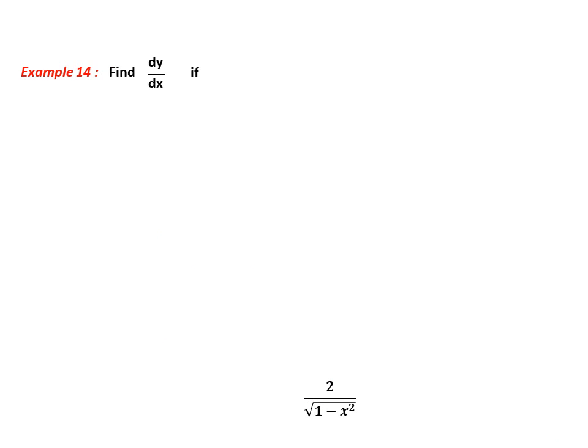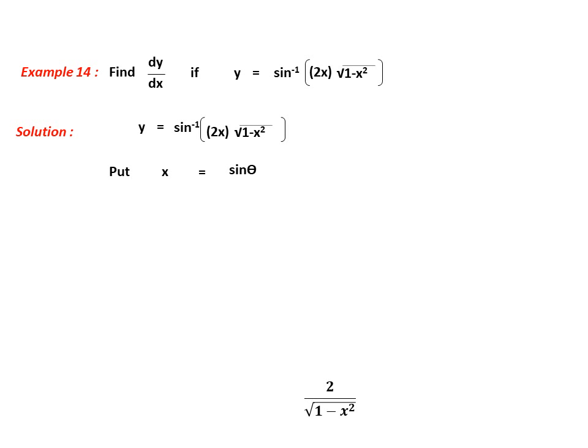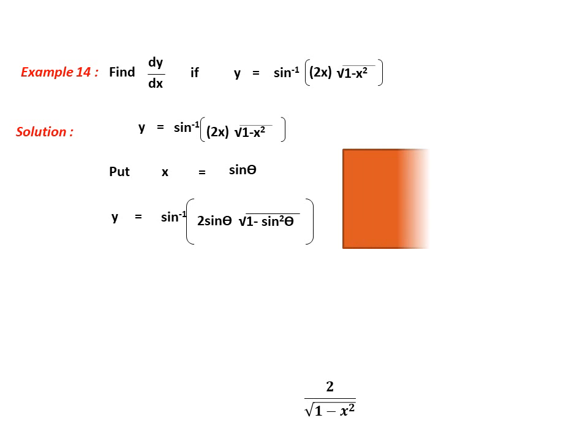Example 14. See, if y equals sine inverse of 2x into square root of 1 minus x square, what is dy by dx? Here you see the substitution changes. In all the previous questions it was the substitution tan theta. Here what you have to do is put x equal to sine theta. Even cos theta is possible, but I take x equal to sine theta. Now y will be equal to sine inverse of 2 sine theta into square root of 1 minus sine square theta.